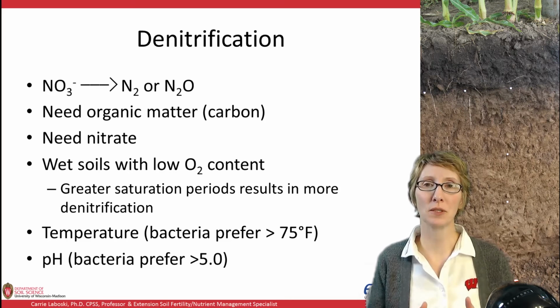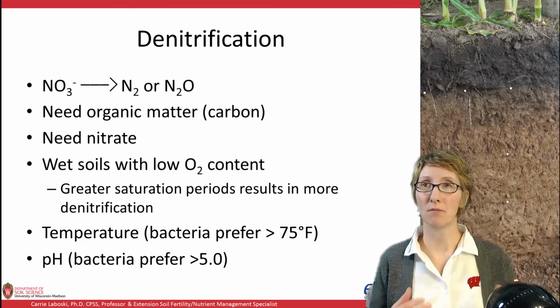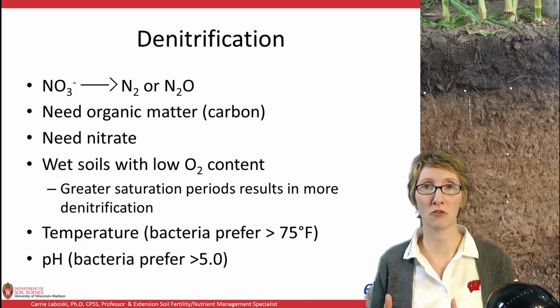Now, the temperature where you get a lot of denitrification starts occurring probably greater than 75 degrees Fahrenheit. And pH, again, is important for these bacteria as well. And if you're over about pH of 5, that's really going to fuel where you start seeing more denitrification occurring.